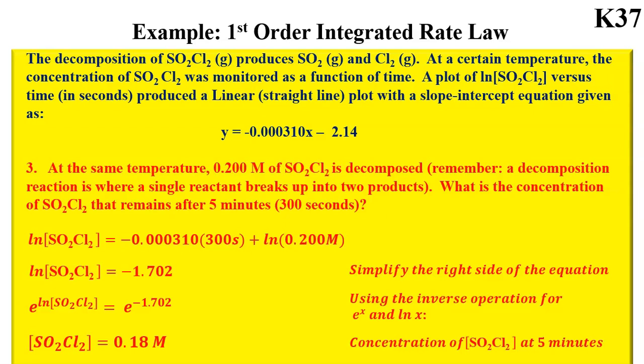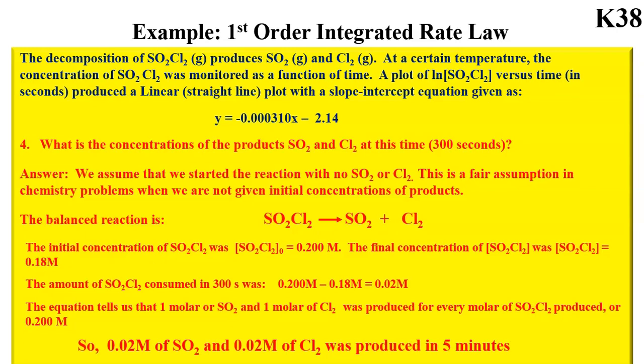In other words, any math operation that you do to one side, you do to the other. So we take the natural log of SO2Cl2, we make that the exponent of e, and on the other side we take negative 1.702 and we make that the exponent of e. And by doing that, we inverse the e and the log, so we end up with the concentration of SO2Cl2. We got rid of that natural log sign. And if you do the same operation over on the right side, e raised to the negative 1.702, that's just a calculator operation, you get 0.18 molar. So what that means is, we started off with 0.2 molar, and 5 minutes later, or 300 seconds later, we ended up with 0.18 molar.